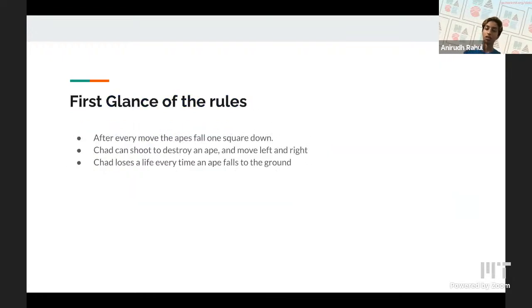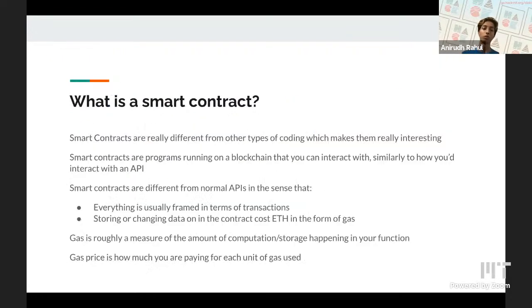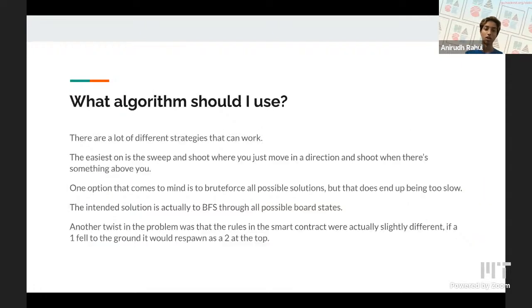The third interesting part of this puzzle that you really had to think about was what algorithm you need to use to solve this larger puzzle board, right? In this case, there were actually a lot of different solutions, which I think was nice. The easiest solution was probably to just move all the way to the right and keep shooting whenever you see something above you, and then move all the way back left. This will be guaranteed to destroy all the balloons.